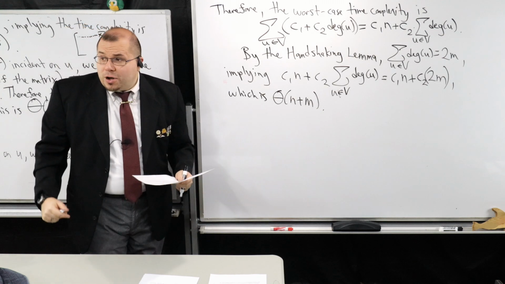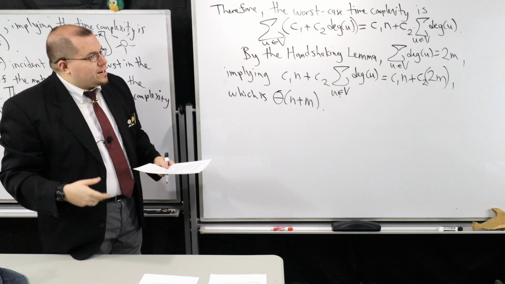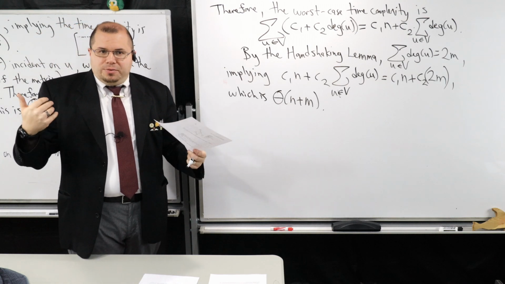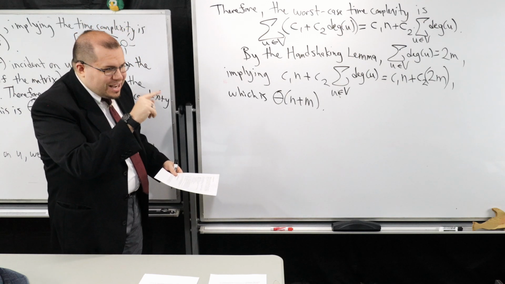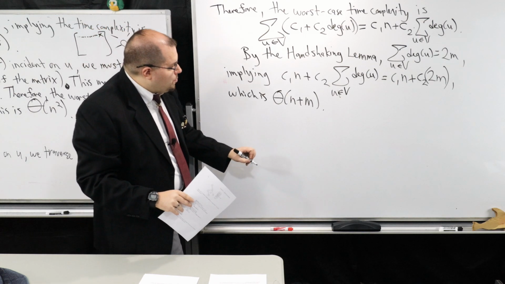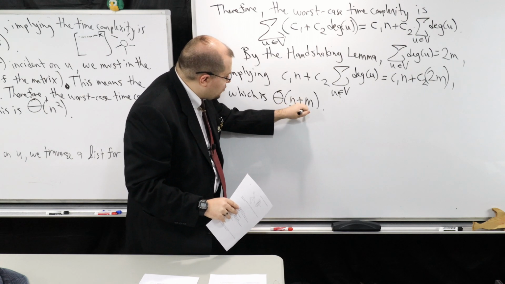So the big thing I want you to observe about both of these is that they're technically both linear in the representation of the graph. What I mean by linear in the representation of the graph: what's the size of the graph? It's based on the number of vertices and the number of edges.